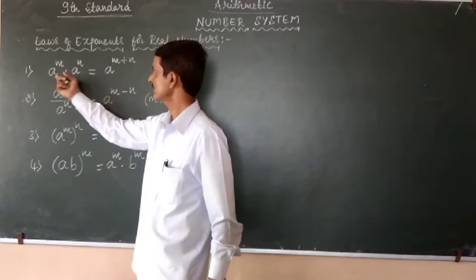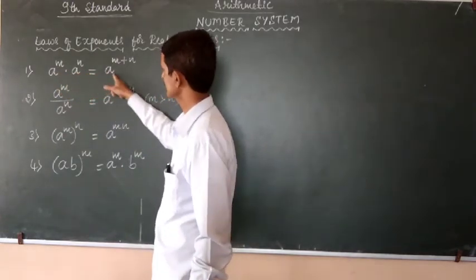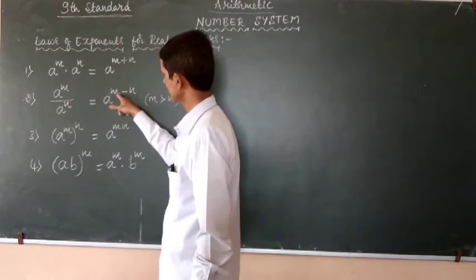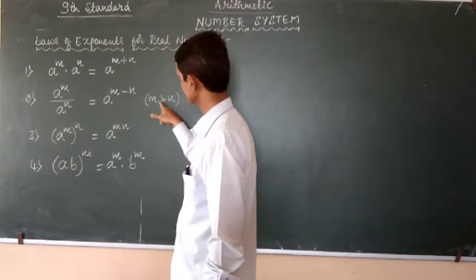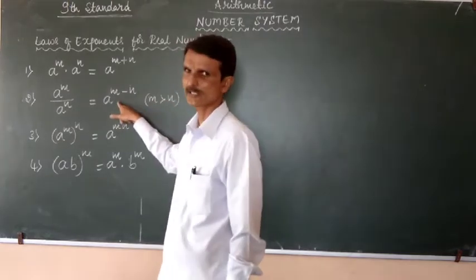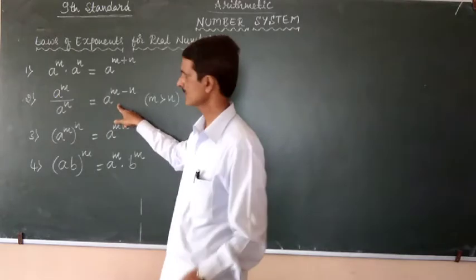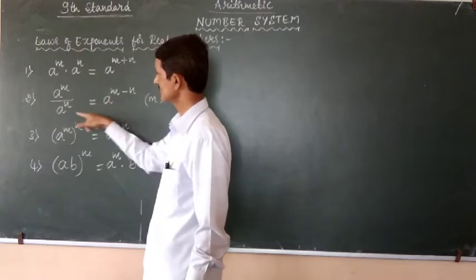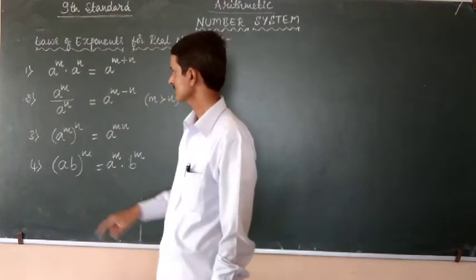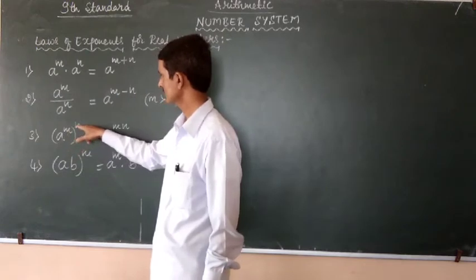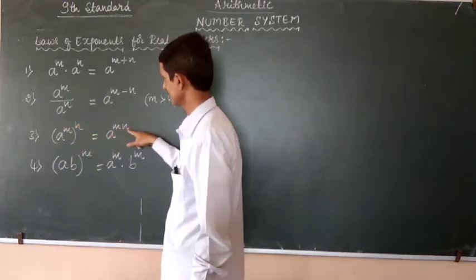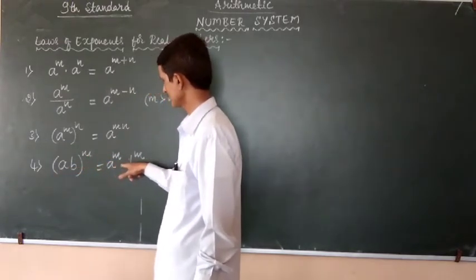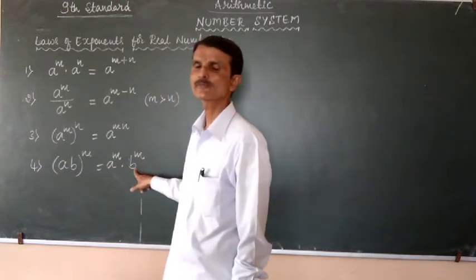So a to the power of m into a to the power of n equals a to the power of m plus n. a to the power of m by a to the power of n equals a to the power of m minus n, when m is greater than n. There is another condition: if n is greater than m, then it will be 1 by a to the power of n minus m. The third is a to the power of m to the power of n equals a to the power of m n. The fourth law is ab to the power of m equals a to the power of m into b to the power of m.